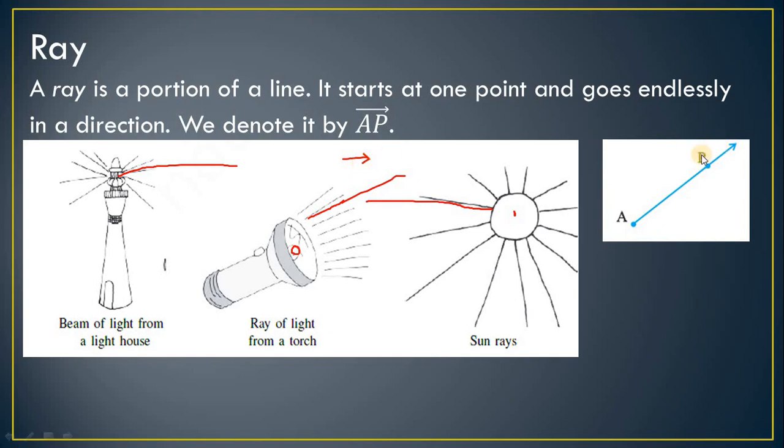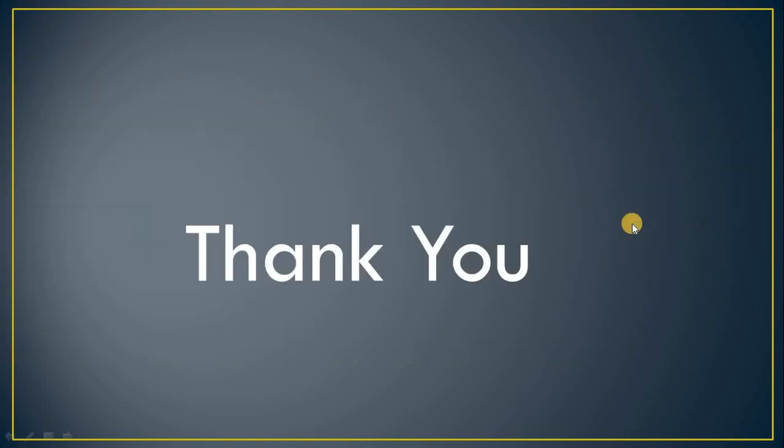So this is one more example of ray, AP, because only one side arrow is there, this side arrow is not there. So I hope friend you understood the concept of rays, line and line segment, and this concept will be used in the exercise part.